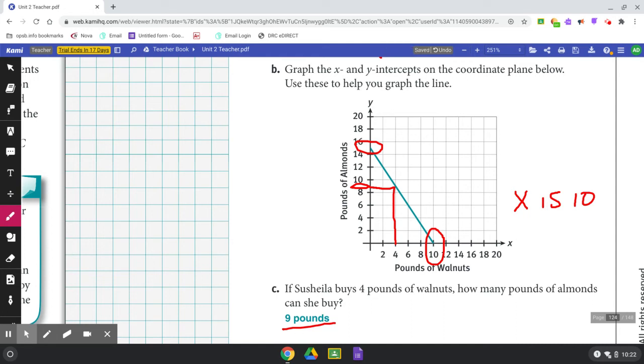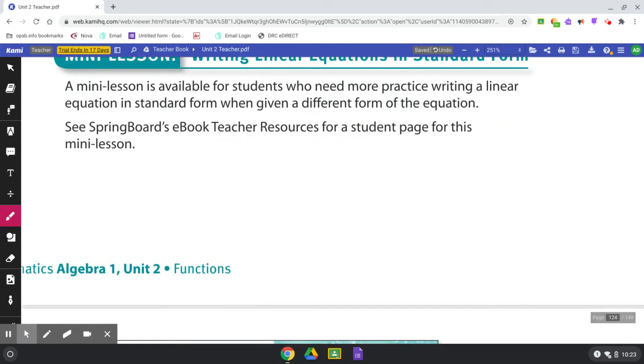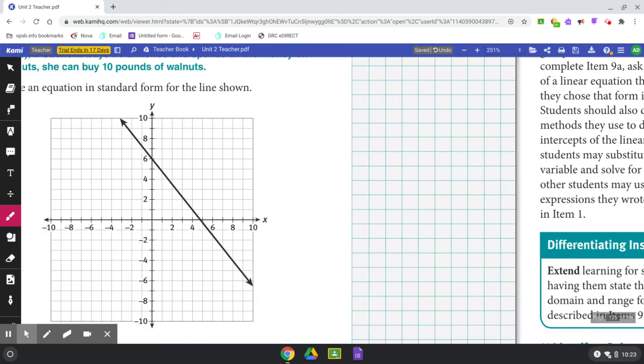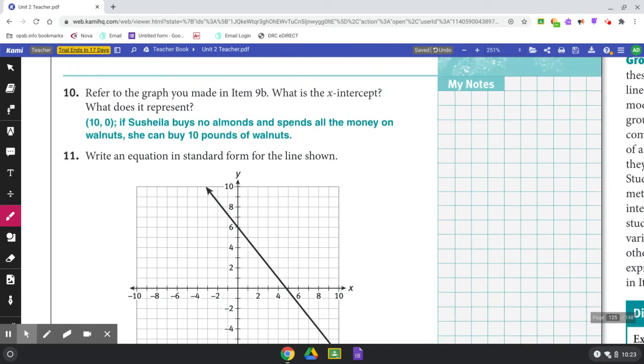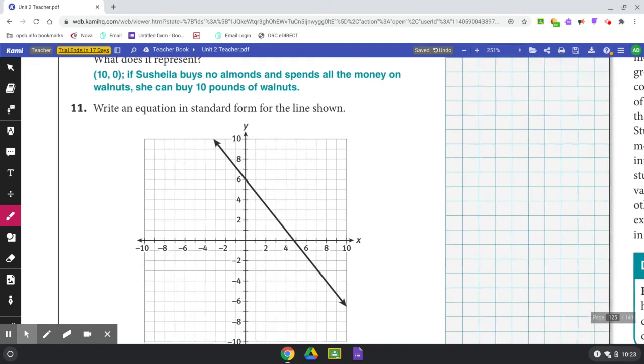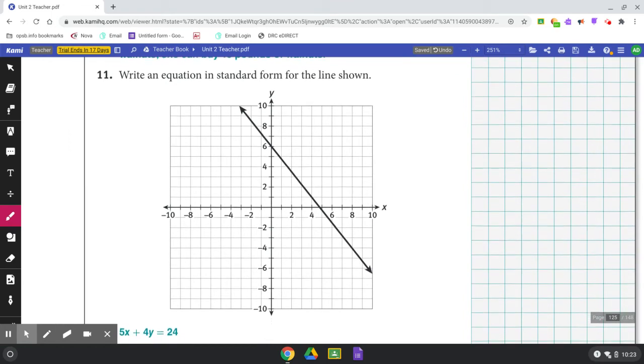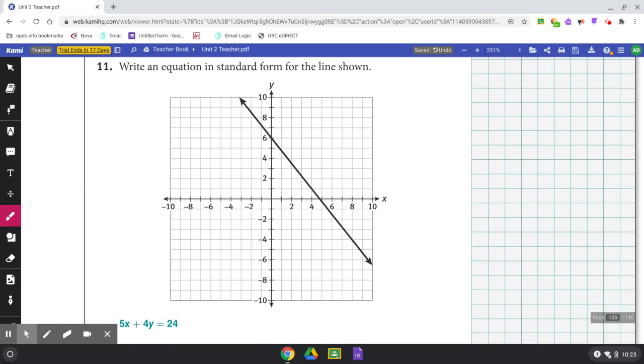Well, that means that if I buy 10 pounds of walnuts, I would get how many pounds of almonds? 0 pounds of almonds, because 10 pounds of walnuts would be 10 times 3, which is 30. So the point is (10, 0). If Sushila buys no almonds and spends all her money on walnuts, she can buy 10 pounds of walnuts. Write an equation in standard form for the line below.